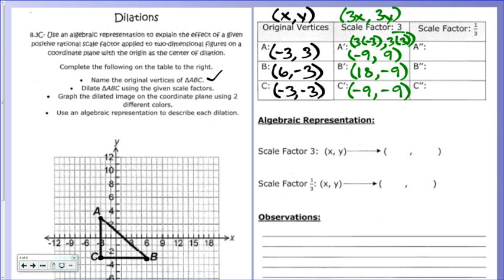I want you to try and do the scale factor of 1/3, and we're going to check it in just a second. So pause the video, try that out, and check 1/3.